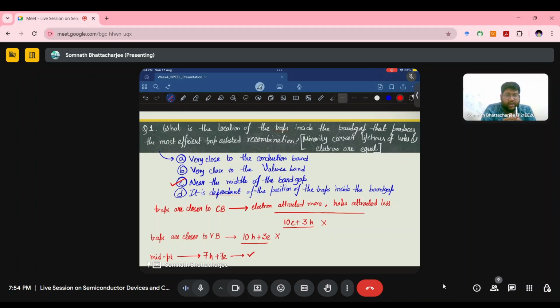And if we are considering the number of recombinations in these cases, the most efficient one would be at the midpoint. Sorry, it would be the most efficient one. Yeah, that was the correct answer, anyways.